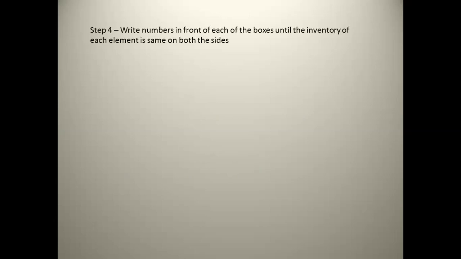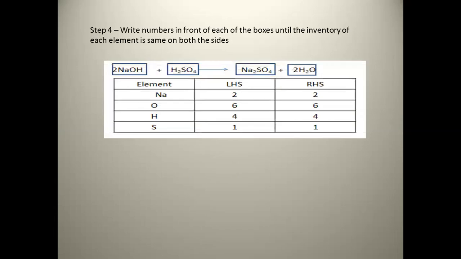Step 4. Write a number in front of each of the boxes until the inventory of each element is the same on both sides. It means we have to multiply the number of atoms just before the boxes. We can see now, to balance the sodium atom, we have to multiply the sodium atom with 2 so that both the sides get equal.